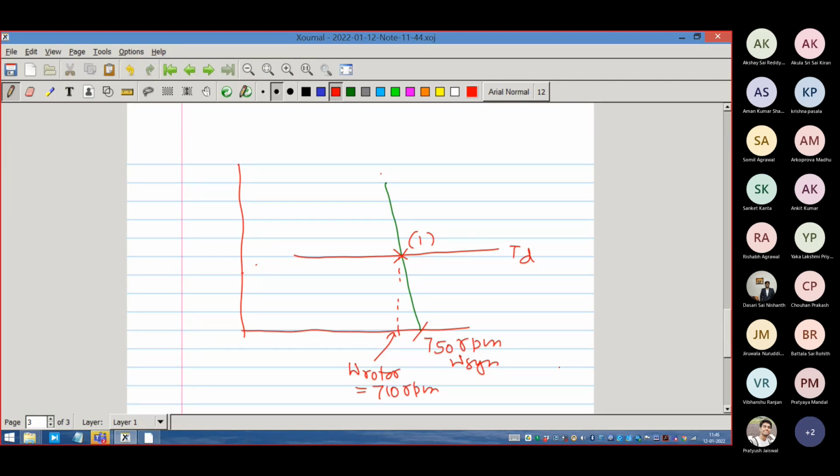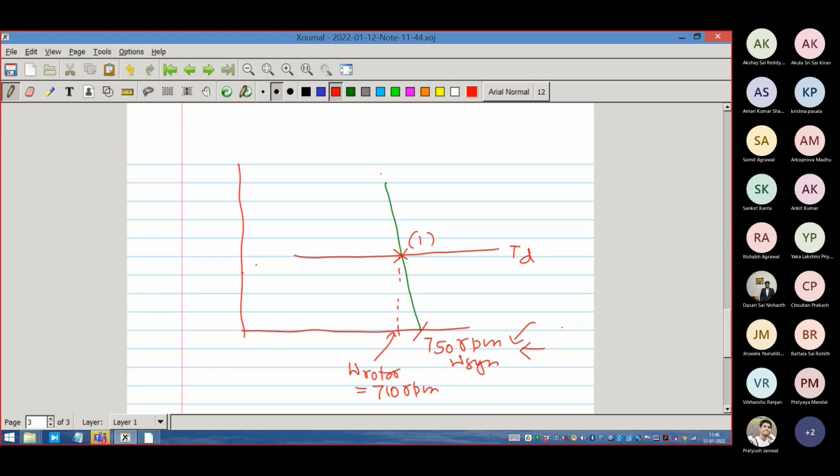Let us consider that a process wants to run at 750 RPM, and therefore the drive system has given a synchronous speed of 750 RPM. It has automatically decided that the corresponding voltage should be such that V by omega sync is constant. It has decided all that, and it is running.